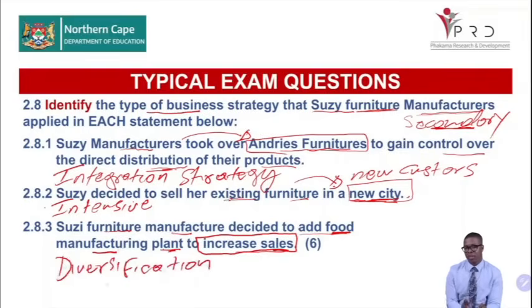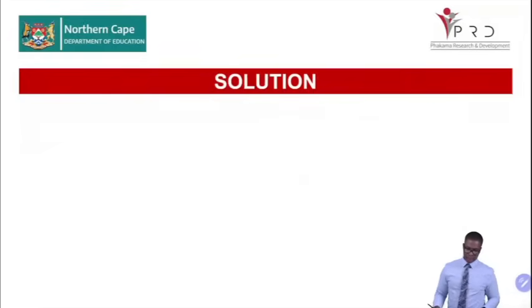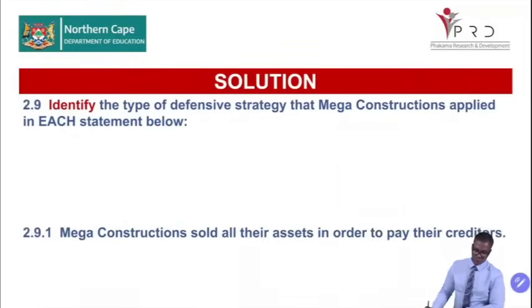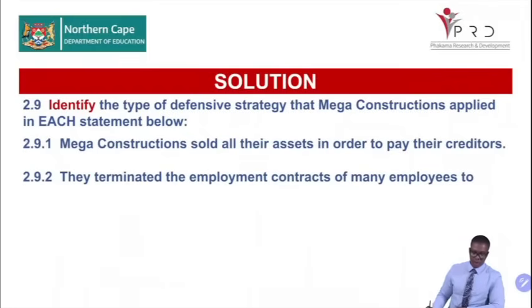What do we mean by diversification strategy? This is when a business adds a product that is either related or unrelated to what they are already doing. The business is already manufacturing furniture. So when they decide to add food manufacturing plants, what are they going to be doing there? They'll be adding food, meaning they'll start selling what? Food, which before they were not selling. And food and furniture, are they related? They are not related.